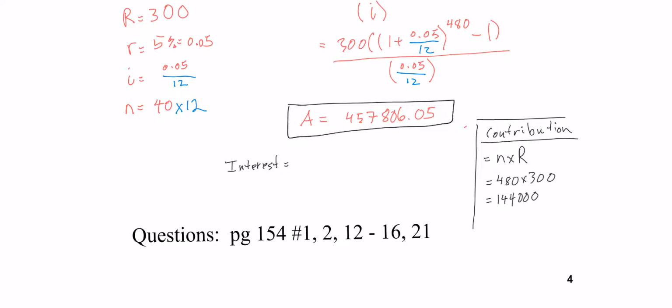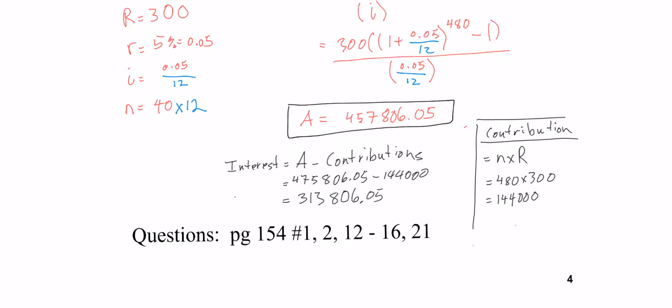In order to calculate the interest that's made on something like this, we basically say the interest is equal to the final amount minus the contributions. Which is just going to be 457,806.05. And we're going to subtract 144,000 from that. And we end up with $313,806.05 as our interest made on this investment over the years.